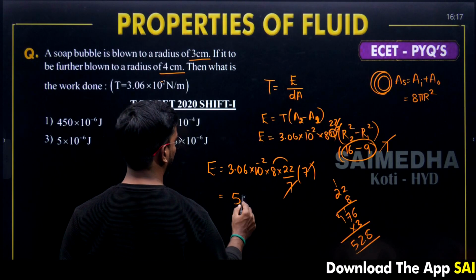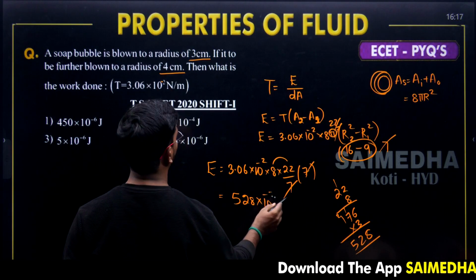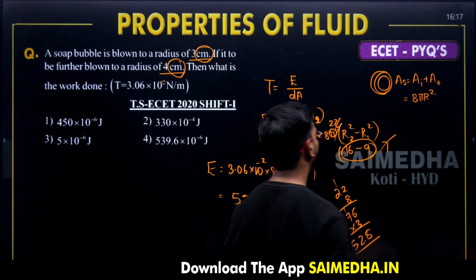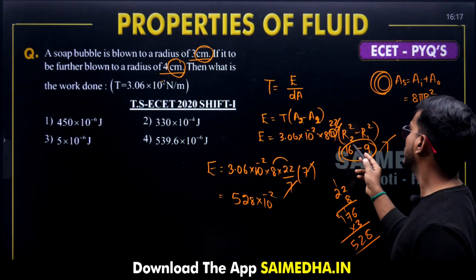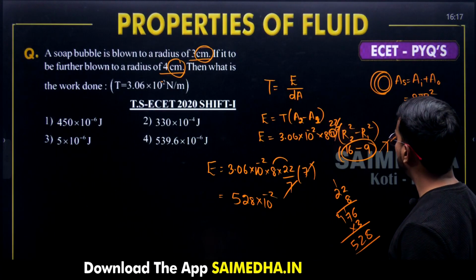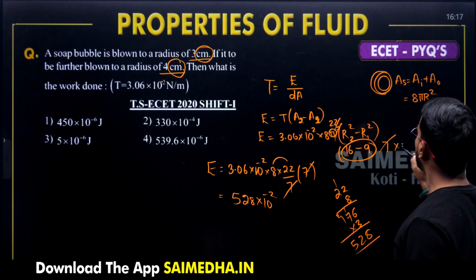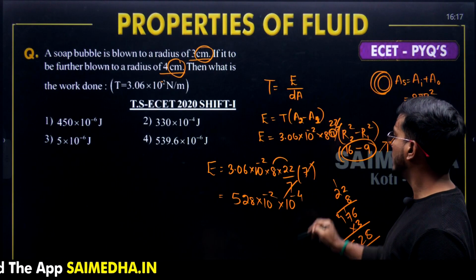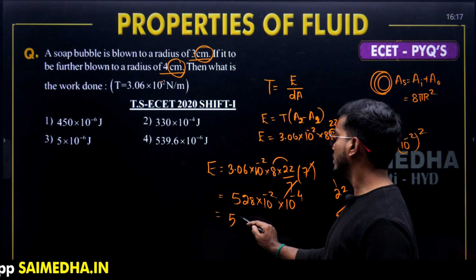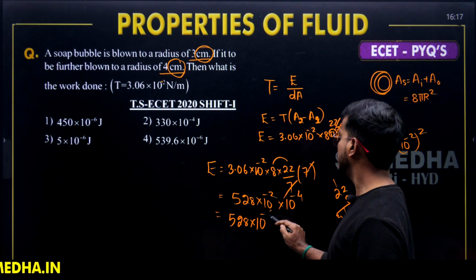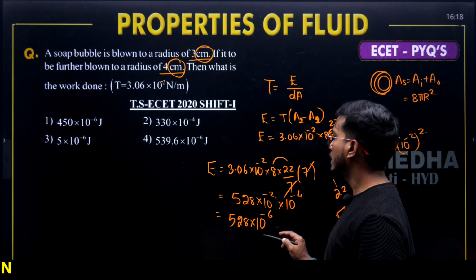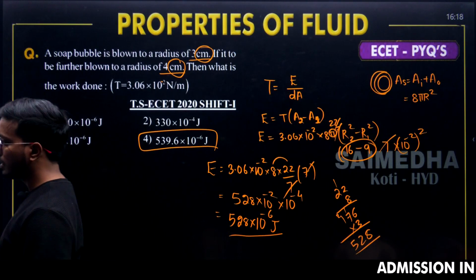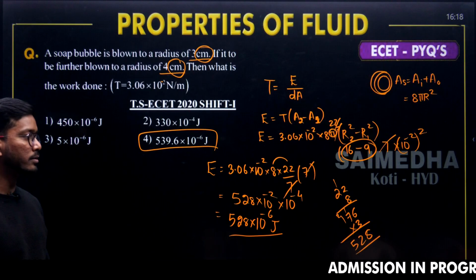539 or 528 I can write here, into 10 to the power of minus 2. You see the units here, centimeter is given. So, if it is centimeter, what we need to do? We need to write 10 to the power of minus 2 whole square, which is going to become 10 to the power of minus 4. So, now the total answer is going to become 528 into 10 to the power of minus 6. Okay. Now, it is correct, that is in terms of joules. So, the correct answer here is 539.6 into 10 to the power of minus 6 joules.